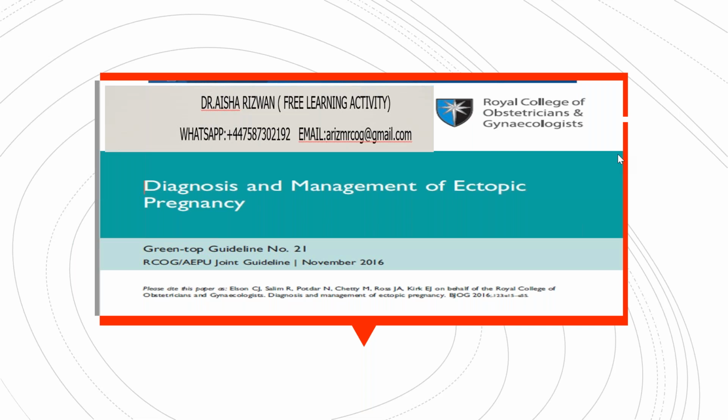So after talking about all of these things, what do you think? What are the indications for giving methotrexate therapy?